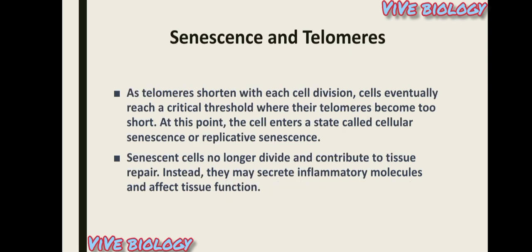Now let's talk about senescence and telomeres. As telomeres shorten with each cell division, there comes a critical point when they become too short. At this juncture, the cell enters a state known as cellular senescence or replicative senescence. In this state, the cell ceases to divide further and becomes less functional for tissue repair and regeneration.